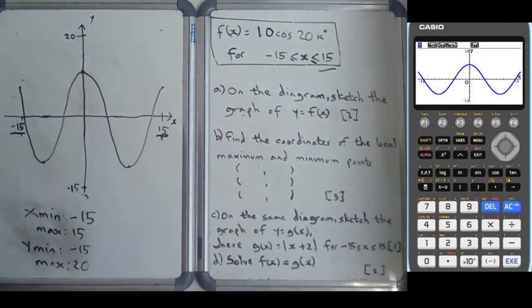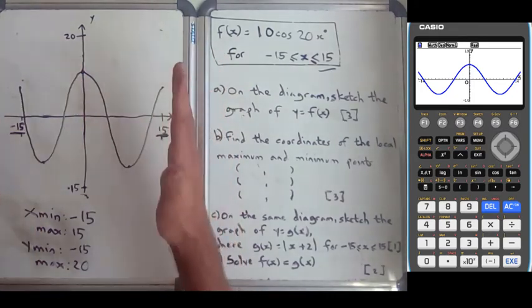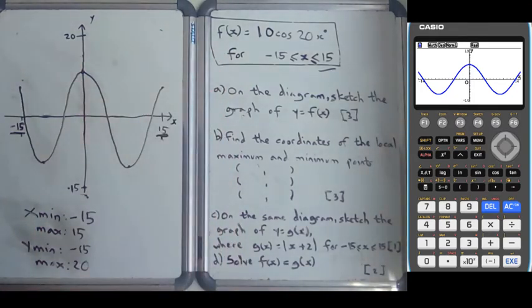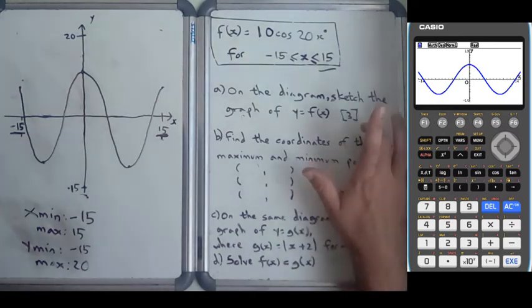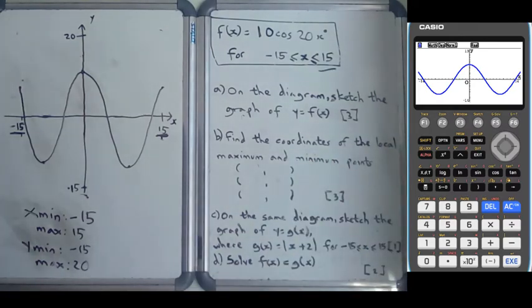So that isn't bad actually. So it would definitely get 3 marks. I've got my 2 local minima here and here. I've got my maximum in the right place, and I've got these endpoints, and it doesn't go any further. It respects the domain. It looks good. So that's part A done. Part B, find the coordinates of the local maximum and minimum points.